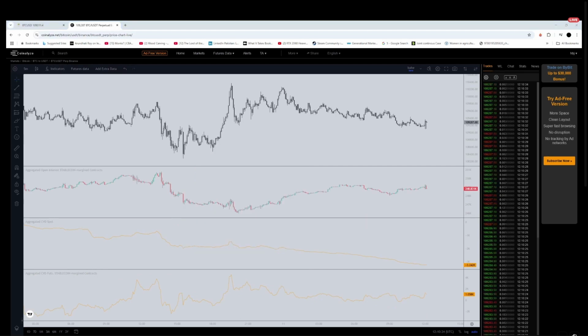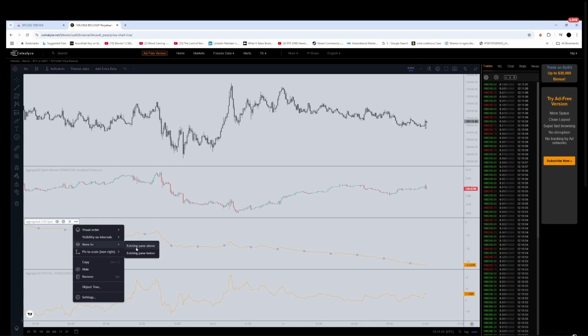So the one is aggregated spot CVD. The other one is aggregated FUTs CVD along with FUTs stablecoin margin CVD. You can also combine these two together to save space, which I usually do.